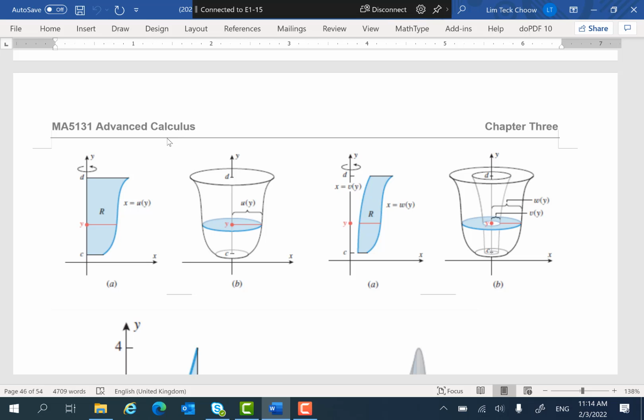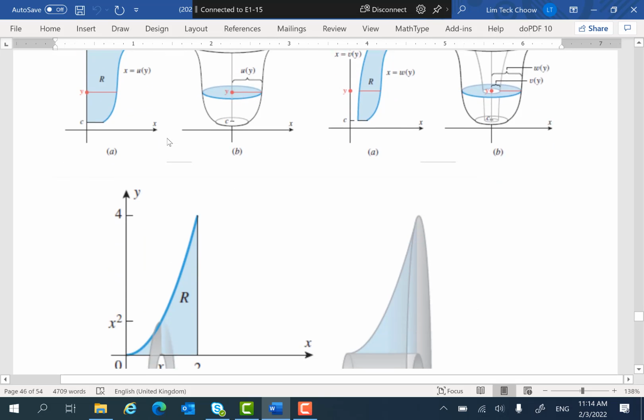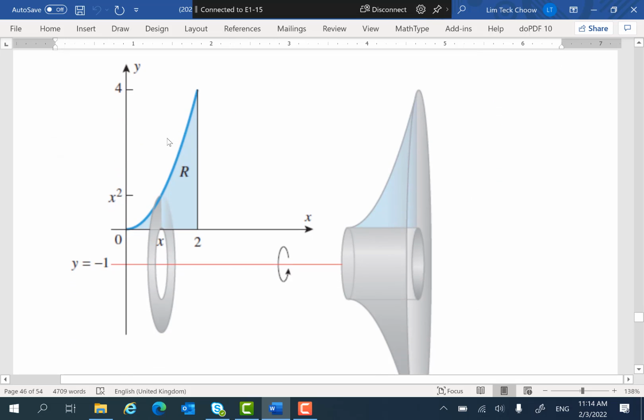Of course, this cannot be used to contain water. Water will seep through, no? Then the next one. This shows you that rotation need not always be about the x-axis or the y-axis. It can be rotated about another horizontal line, in this case y equals -1. You get a shape that looks like this.